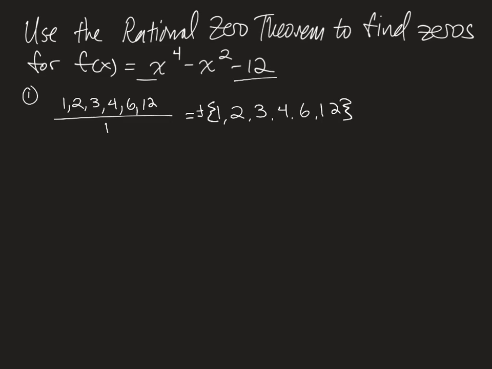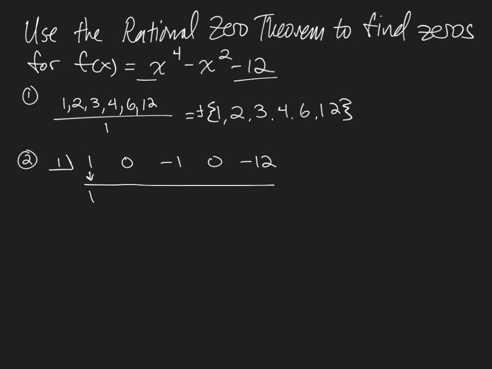So let's pick 1. We're starting with our synthetic division. We have 1, 0, negative 1, 0, and negative 12. These zeros are here because when you're working through synthetic division, you have to represent every power of x between the degree and the constant. So x to the 4th, x to the 3rd, x squared, x to the 1st, and constant.